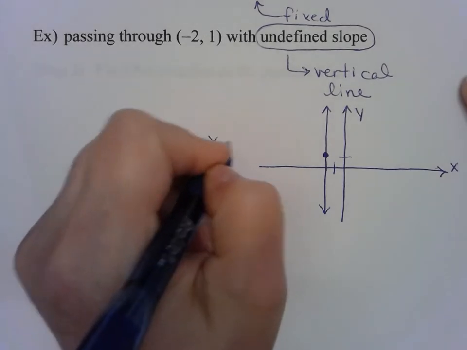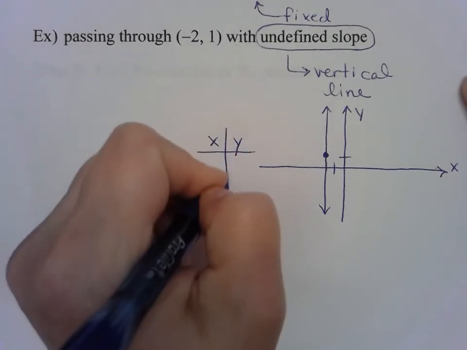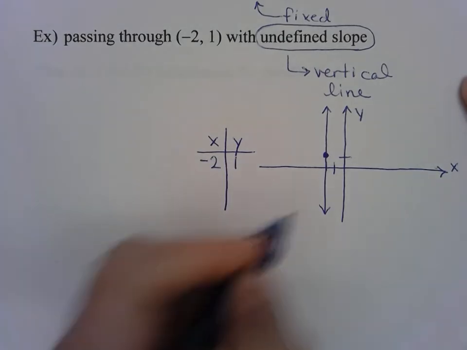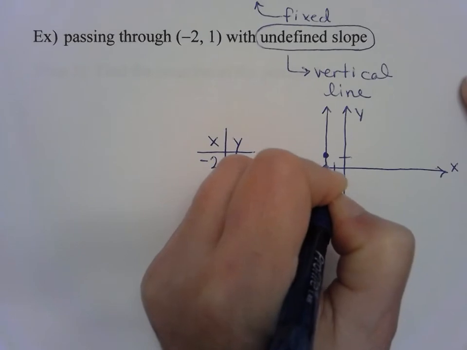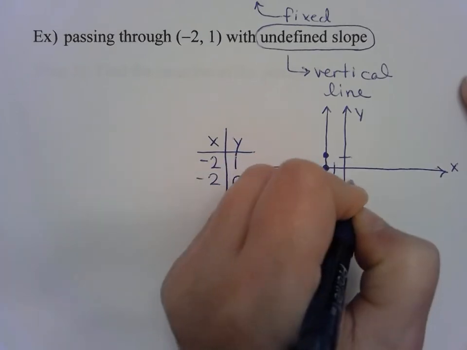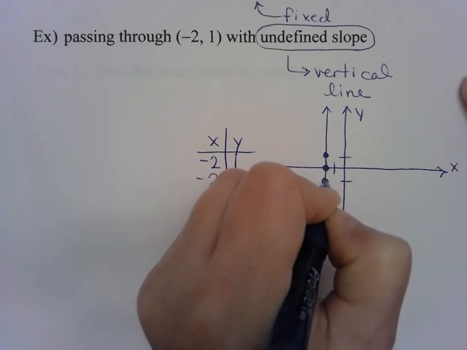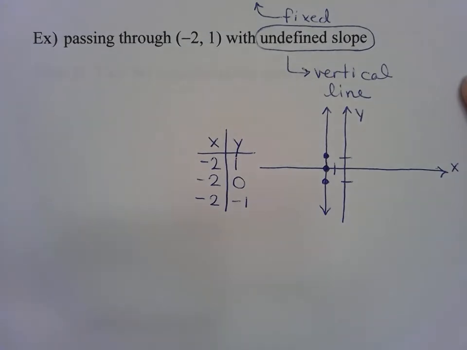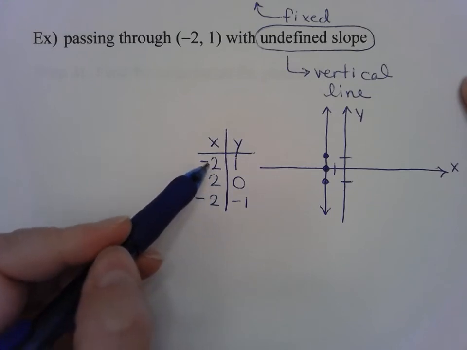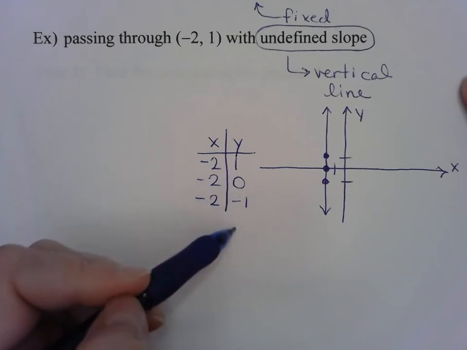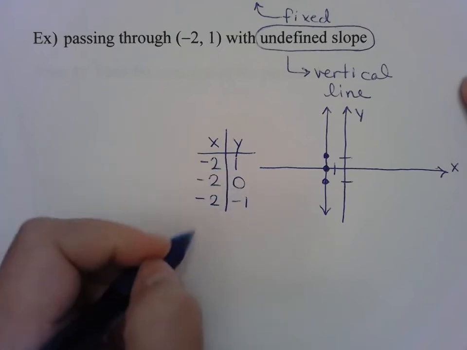Let's list some points on that line. For sure we have -2, 1, but we also have this point, which would be -2, 0. We also have this point, which would be -2, -1. Okay, so we could list more. Maybe you can start to see the pattern that this time it's the x value that's fixed. The y value can kind of vary to be anything.